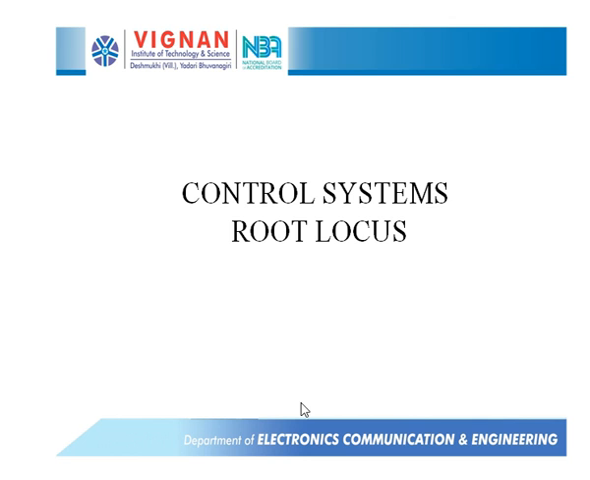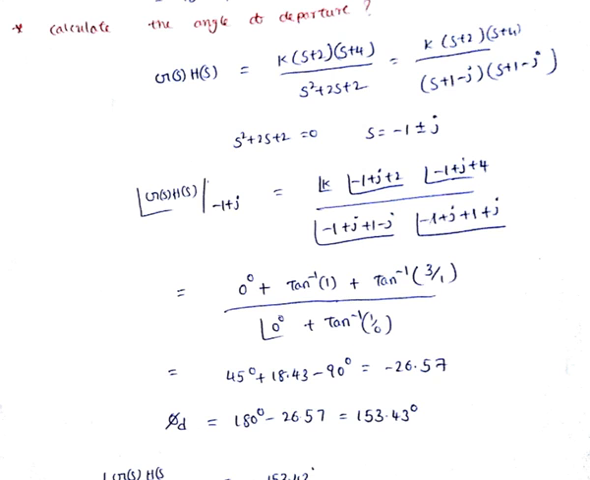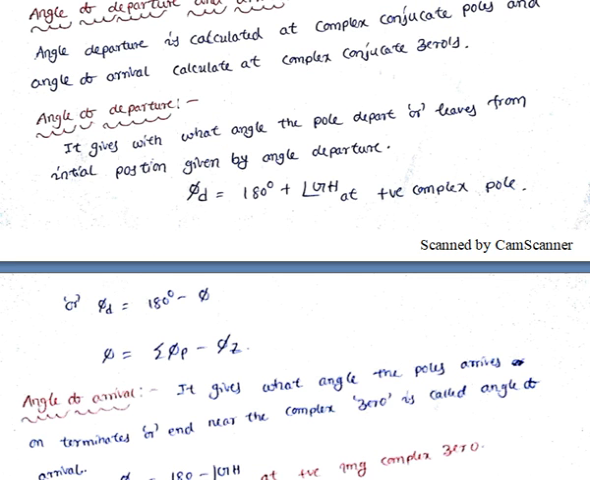Now I want to discuss root locus and the construction rules of root locus. Root means the roots of the characteristic equation, and locus means path. Here, root locus means the locus of the path of poles by varying the value of k from 0 to infinity. That is called root locus.